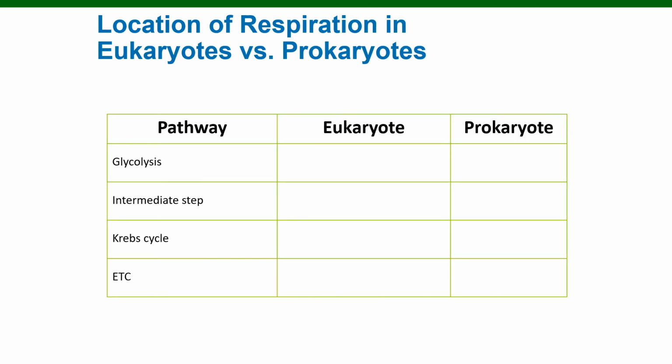Let's take a moment to keep track of where respiratory processes occur in both eukaryotes and prokaryotes by comparison. Glycolysis as a pathway occurs in the cytoplasm. And this is true regardless of eukaryotic or prokaryotic life. The cytoplasm is the place where glycolysis occurs. The intermediate step, however, can occur in different places.